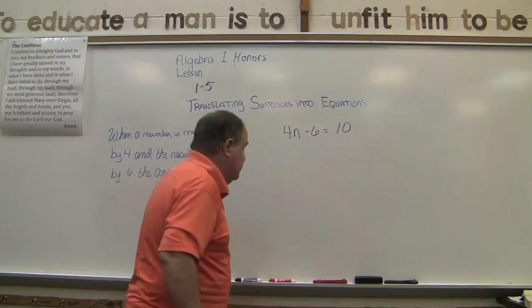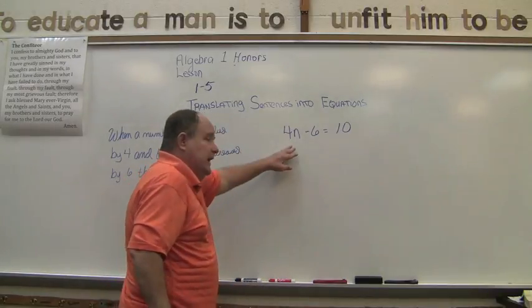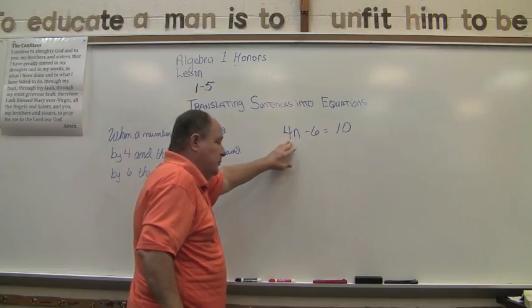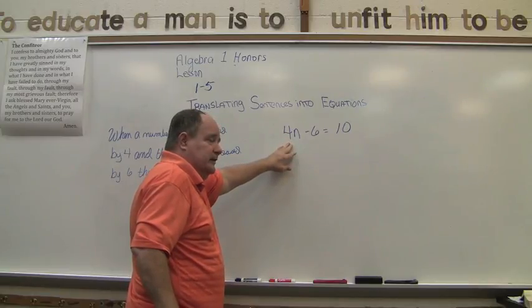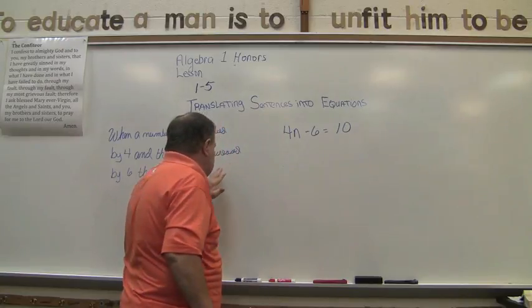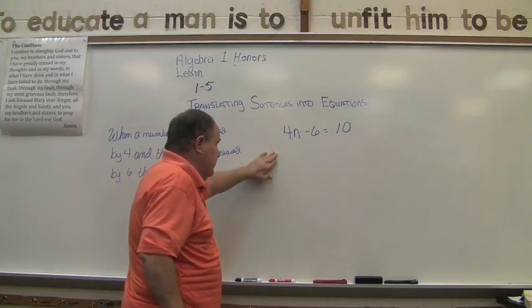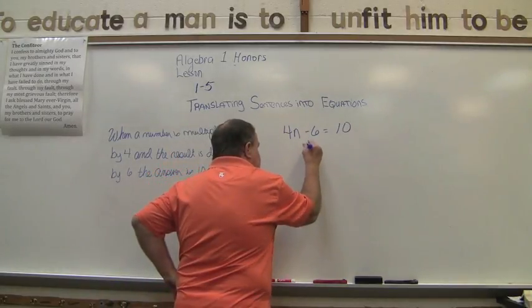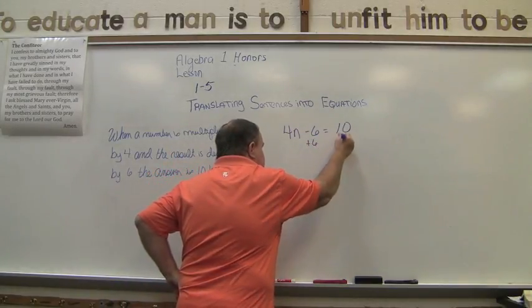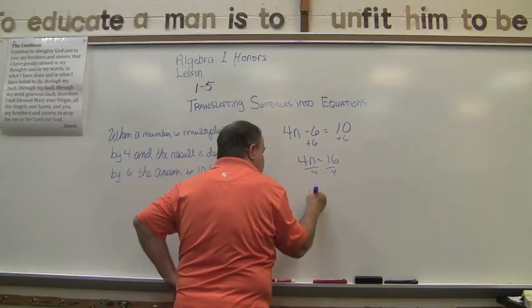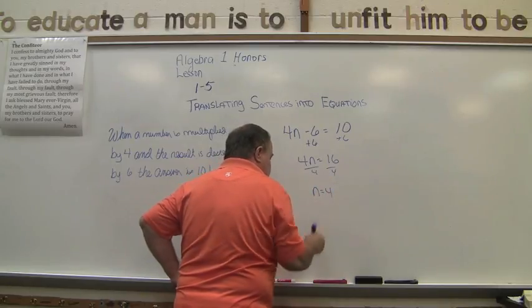Okay, one more time, let's look at this. When a number, n, is multiplied by 4, and the result, 4n, is decreased by 6, the answer is 10. So we took this English language and converted it into a mathematical sentence, or an equation, and we're going to solve it. I'm going to add 6 here, and we're going to get 4n equals 16, or n equals 4.